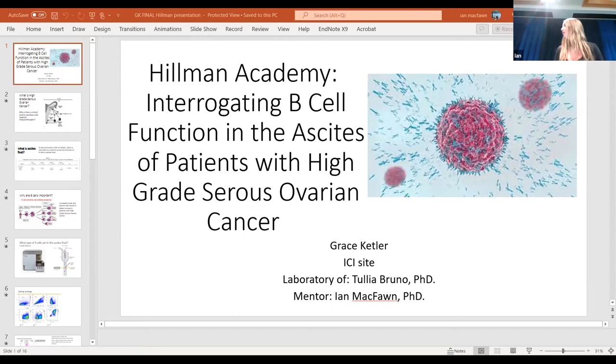No, we did not. The ascites fluid that we used for the staining, the tumor cells were removed. And that's why I think that there are other antigens other than just the tumor cells that they're still reacting to. So I think that they're reacting to something other than the tumor cells.